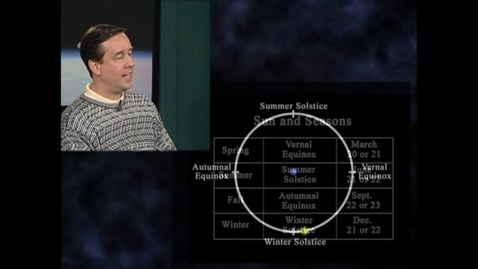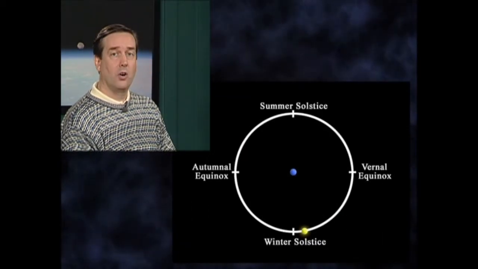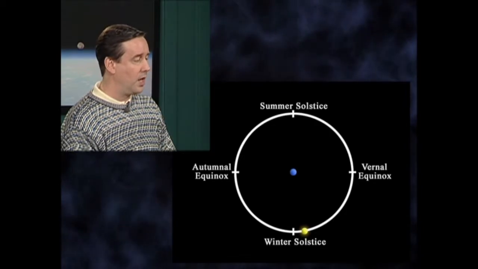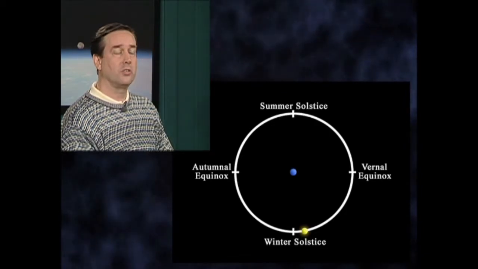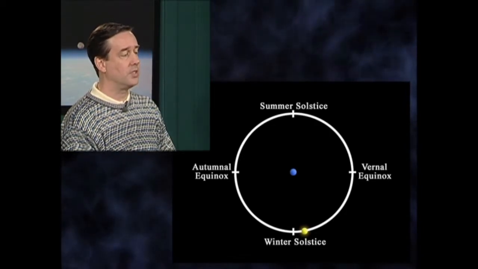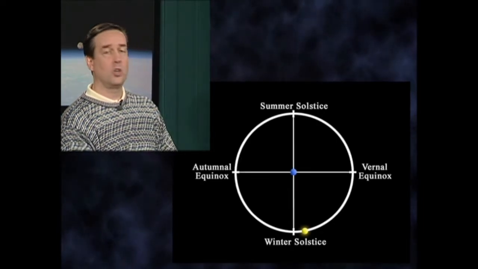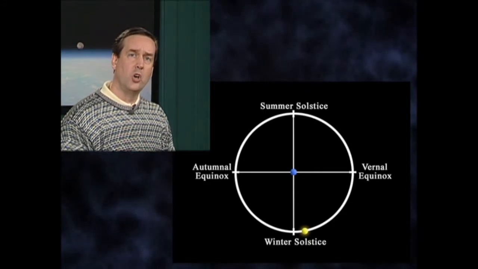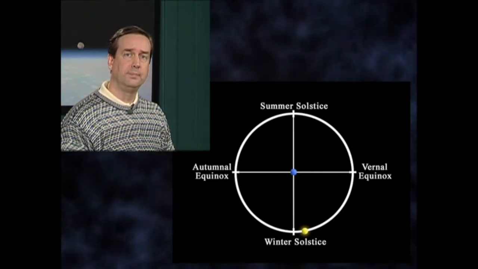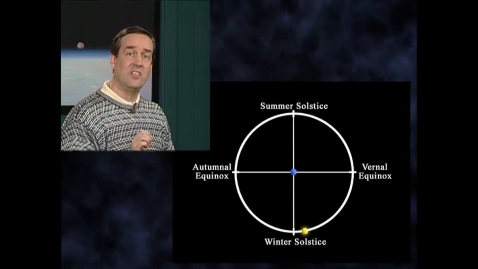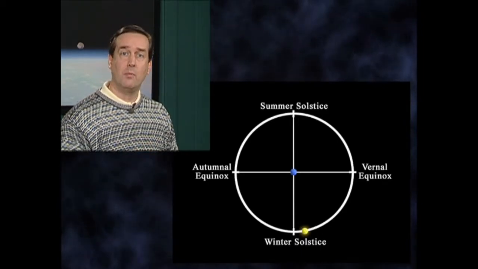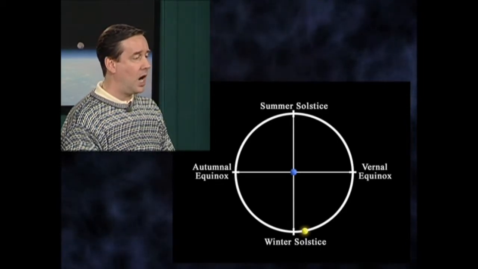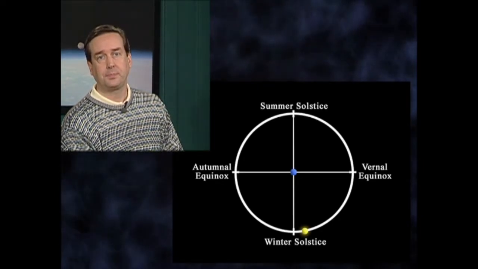And if you look at that in a diagram of the sun's motion around Earth, the solstices are opposite each other on the circle, and the equinoxes are opposite each other on the circle, and they divide the circle into 4 equal parts. If the sun were undergoing uniform circular motion, then the length of each season would be about the same, 1/4 of a year, or about 91 days.